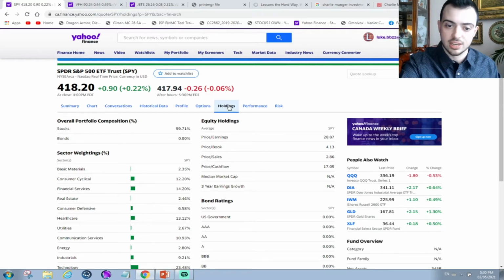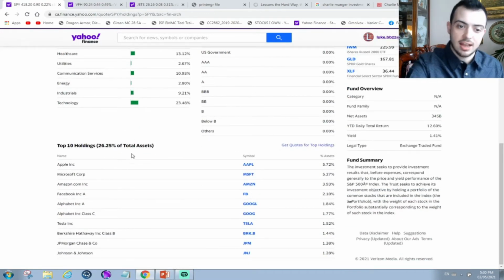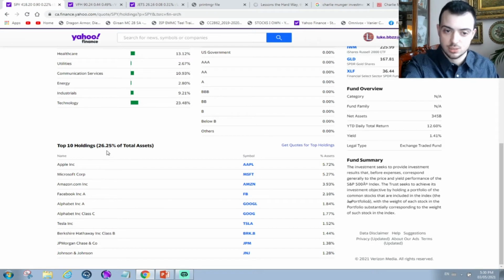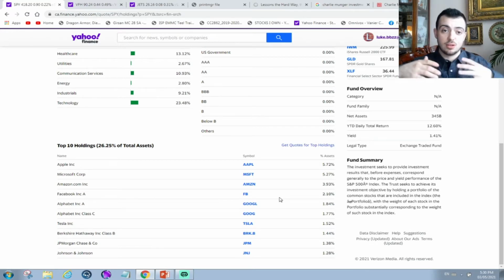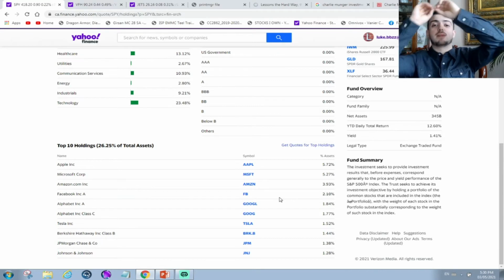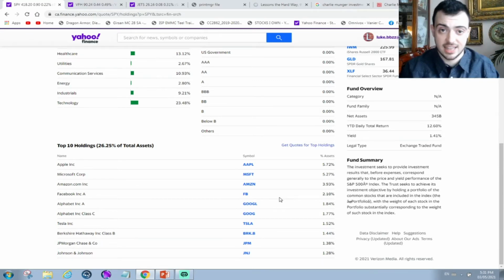Okay? In the holdings, we scroll down to the bottom and we could see the top 10 holdings, which represent 26% of the portfolio. 5.7% of the money will be in Apple. 5.2% will be in Microsoft. 3.93% is in Amazon, you see? And all these companies, they're the biggest companies, so they have the biggest weight inside of those indexes. Hence, of the 500 biggest companies, the biggest company is going to take up the most amount of space in that basket.